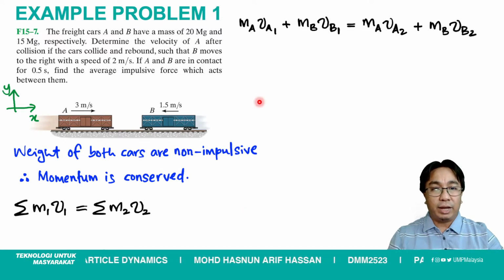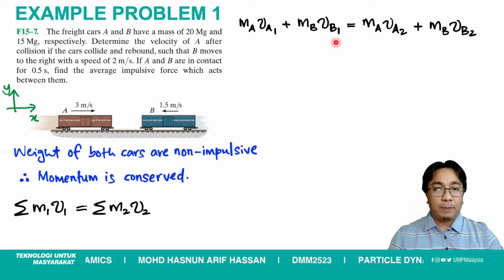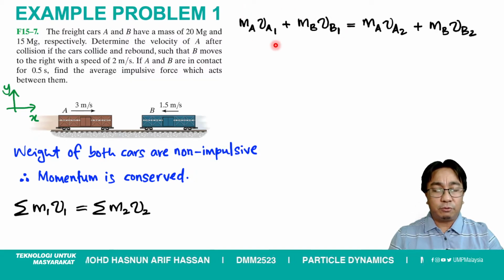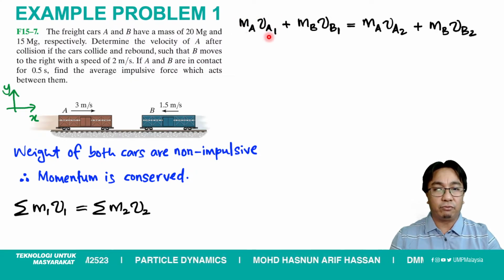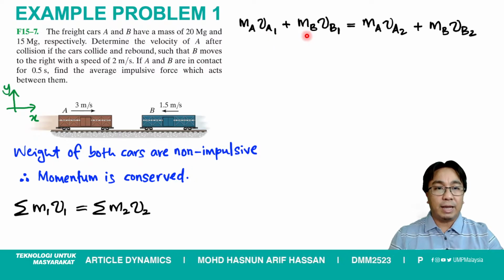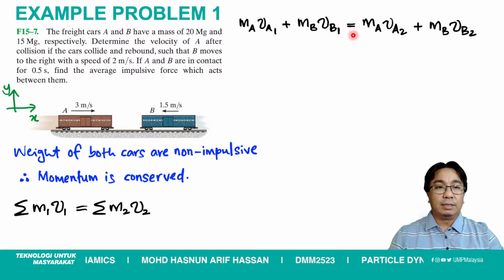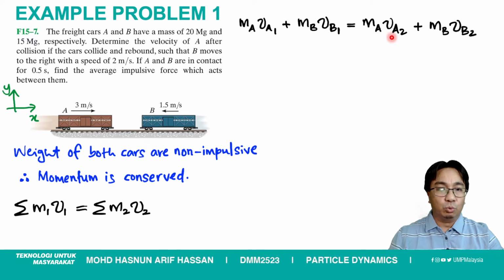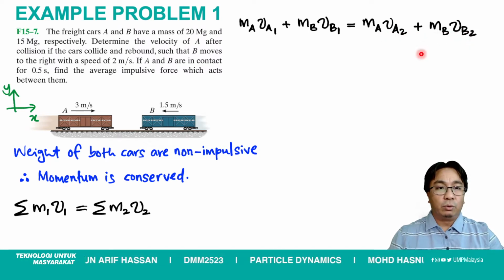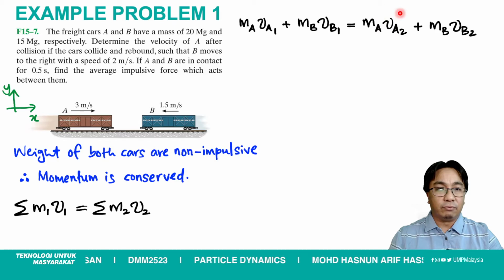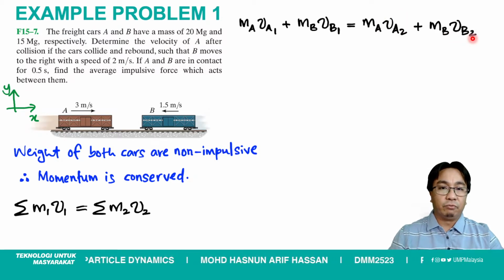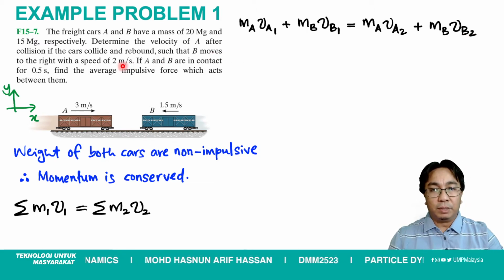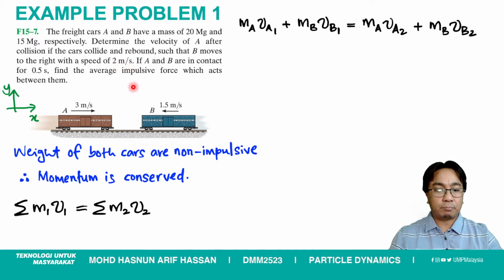Remember, now we have two objects, so you're going to have to write both mv for both cars. So here is ma va1 for car A plus mb vb1 for car B is equal to ma va2 plus mb vb2. What we want to find here is va2, because vb2 is given after the impact. Vb2 is equal to 2 meters per second as stated here.